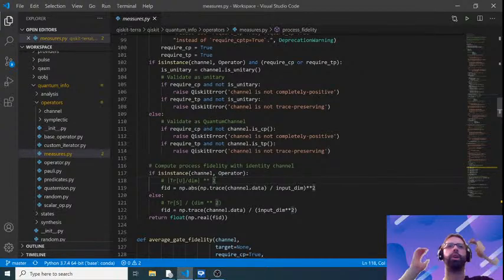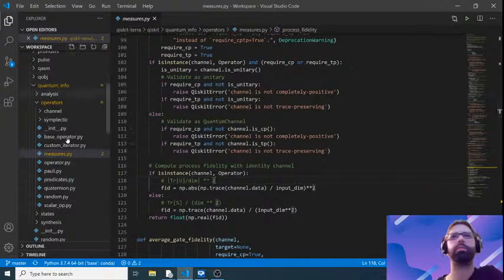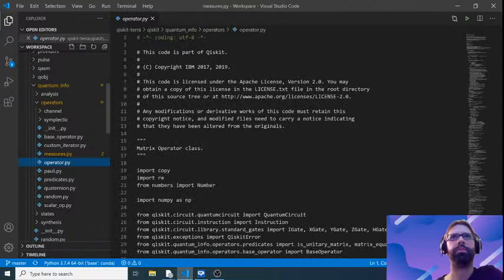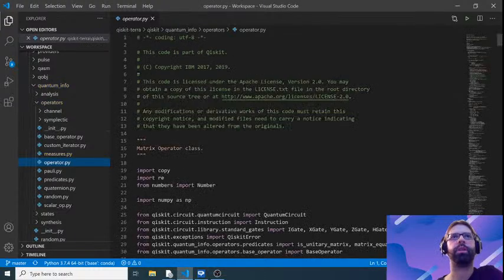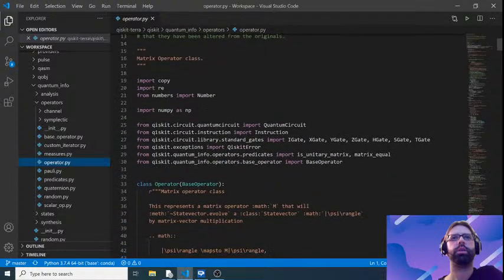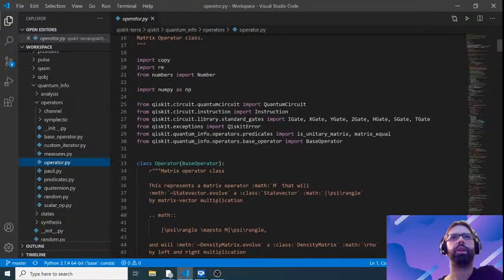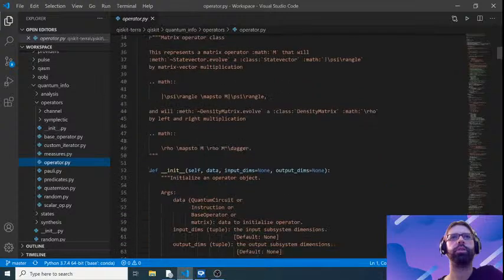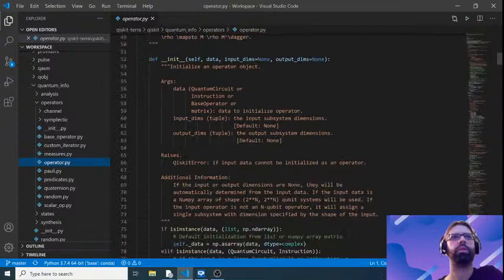I just want to take a look at the code. Sometimes you can dig up some interesting stuff, and I just like to browse the code, get familiar with the folder structures, see where things are. Operator. This is the matrix operator class. Okay, so that's basically a matrix operator. So you can use this class to build your operator.